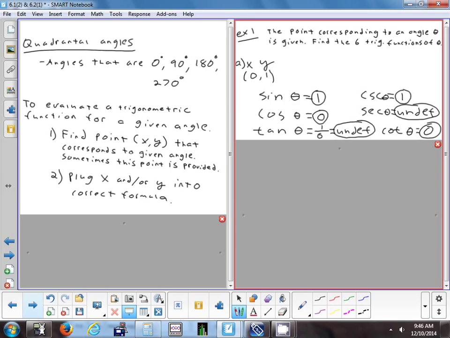So anytime your coordinate has a 0 involved, it's a quadrantal angle. Okay, it's either 0, 90, 180, or 270. And there will be some undefined values. Okay. Sine and cosine, though, you will never see an undefined value. Ever. No matter what your angle is, it'll always be a number. Okay. But some of the other ones, you could see some undefined values.